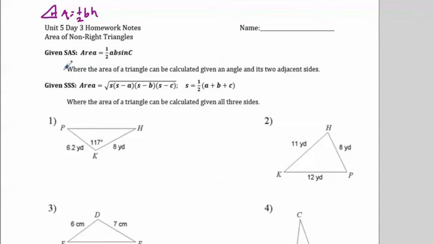And these are our two formulas. The first one is when you're given side angle side, you can use this formula, area equals 1/2 ab sine C. So if you're given side angle side, whatever the sides are, they go here, whatever the angle is, that goes there. The second formula is also called Heron's formula.